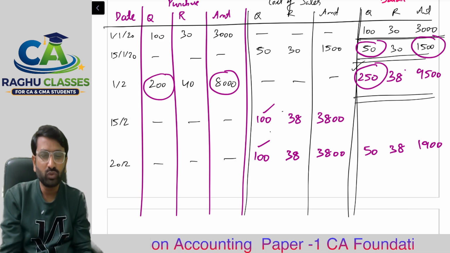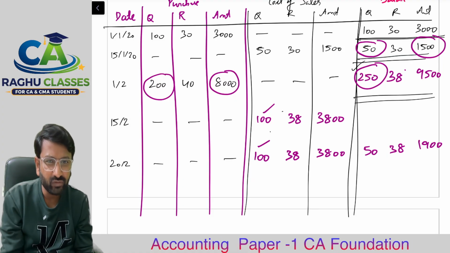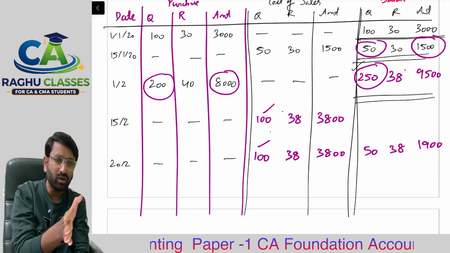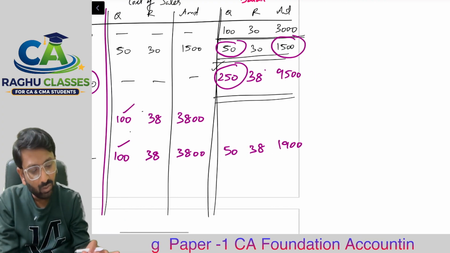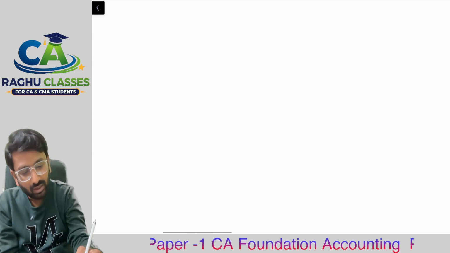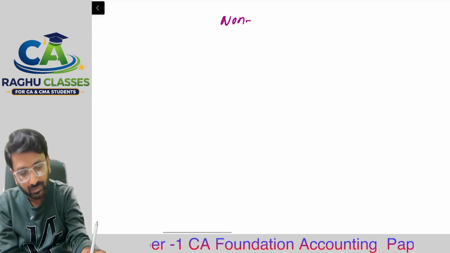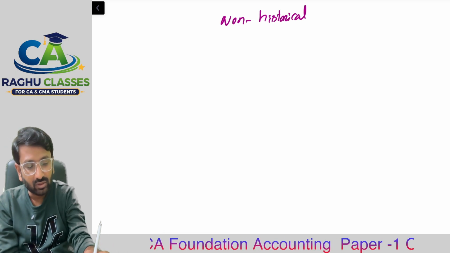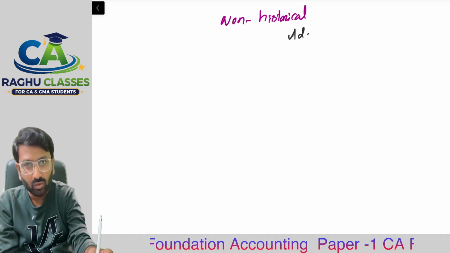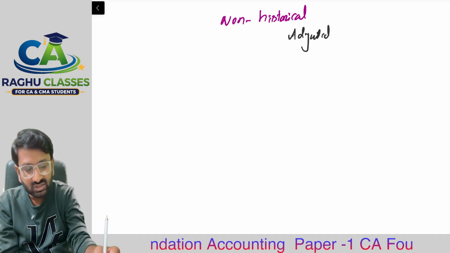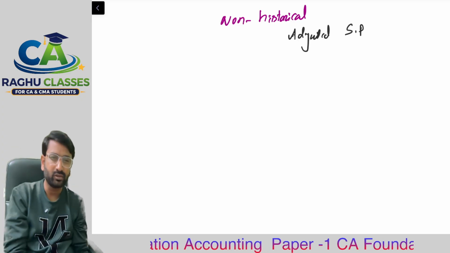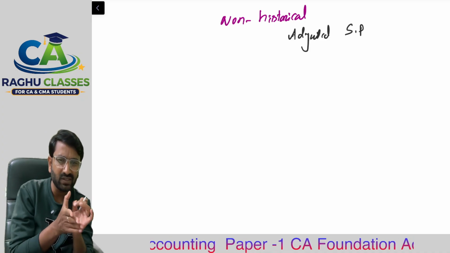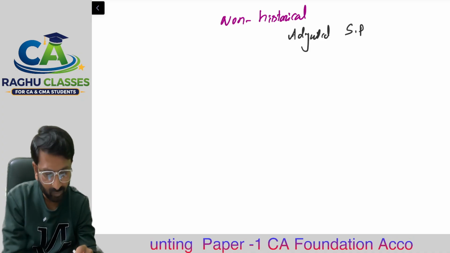So with this, we complete different methods of inventory valuation under historical cost. We have done FIFO, LIFO, and weighted average. Now let us try to understand non-historical cost method. See, under non-historical cost, we have just one method which is called adjusted selling price method. Now, what is this method? Let me give a small example to understand the concept, then we'll do a problem.